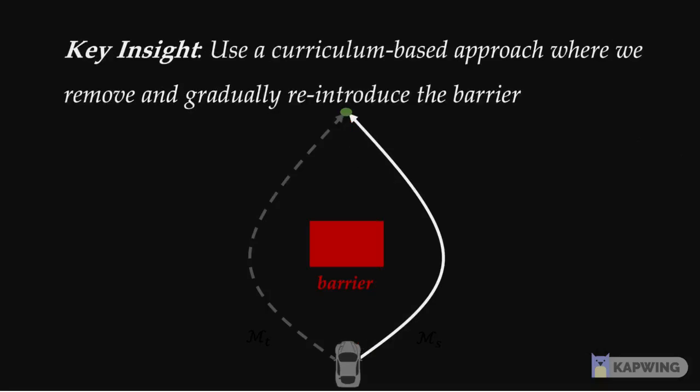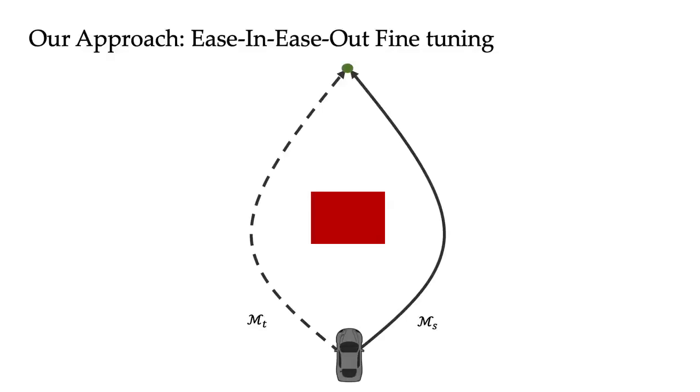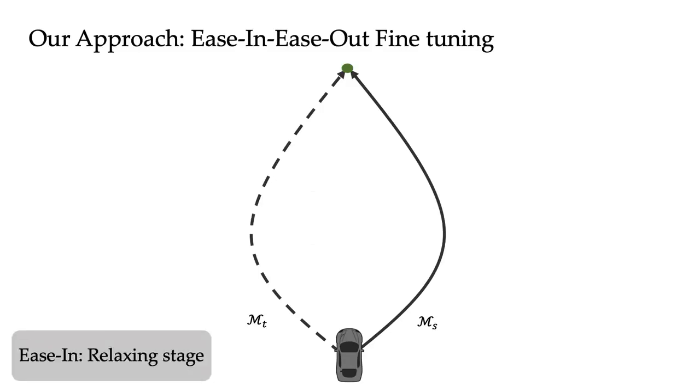Our key insight is that we're going to use a curriculum-based approach where we remove and gradually reintroduce the barrier. Recall that in this example, we want to transfer from the homotopy class MS to the homotopy class MT, but the red barrier makes the fine-tuning difficult. We first remove the barrier from the environment. We emphasize that we only remove the effect of the obstacle in the reward, but do not change the dynamics of the environment. In this case, our dynamics is that the car can go through the obstacle area.